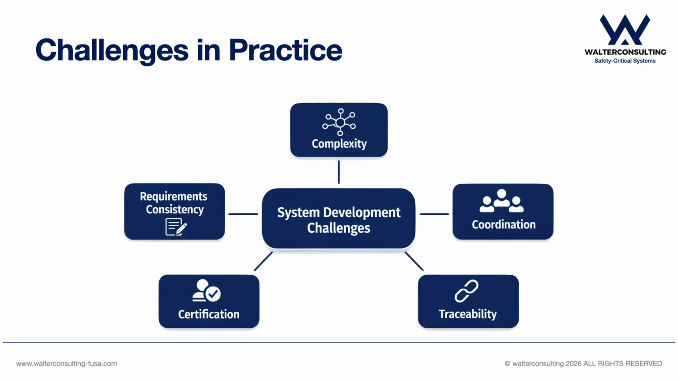What challenges arise in practice? One of the biggest challenges is managing system complexity. Aircraft systems involve multiple disciplines that must work together. Coordination between hardware, software, and safety is not trivial. Another challenge is defining complete and consistent requirements. At system level, everything must fit together. Traceability is also critical. All elements must be linked across different development levels. And finally, there is alignment with certification expectations. Meeting all these requirements requires a structured and disciplined approach.